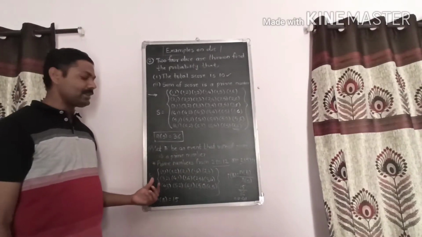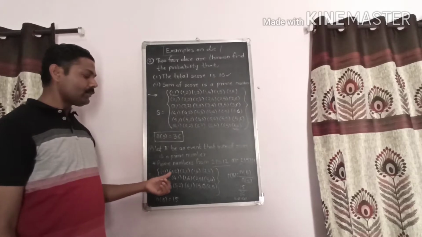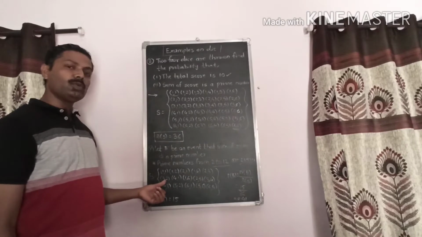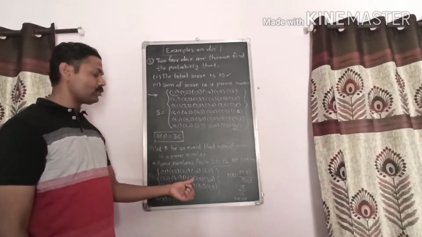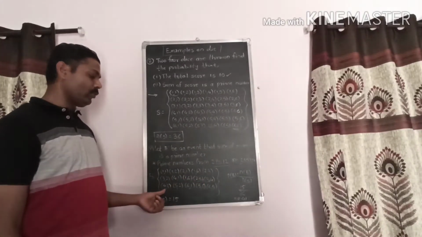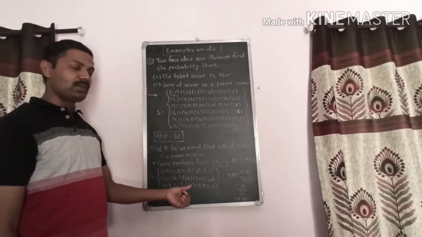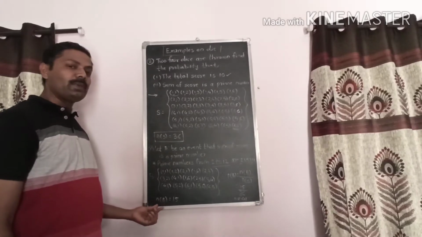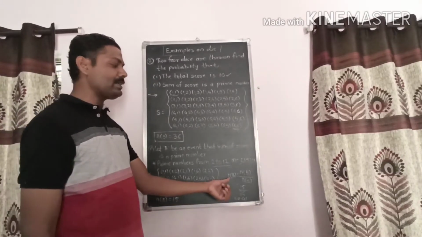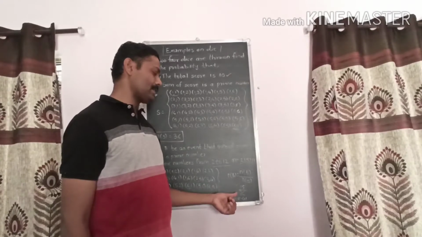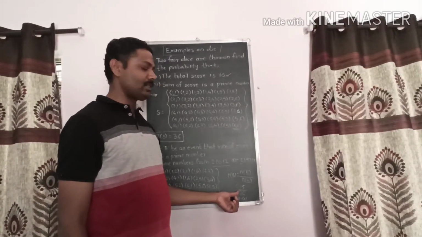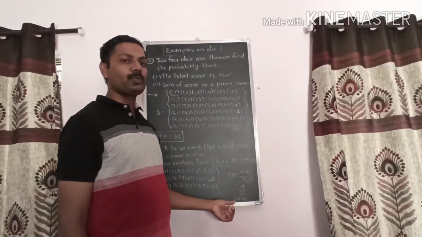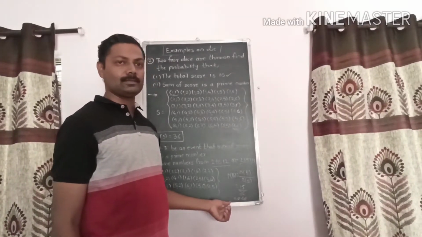So the pairs are 1 1, 1 2, 2 1, 1 4, 2 3, 3 2, 4 1, 1 6, 2 5, 3 4, 4 3, 5 2, 6 1, 5 6, 6 5. So n of B is 15 here. P of B is n of B divided by n of S. It is 15 divided by 36. So final answer is 0.41. So P of B is 0.41.